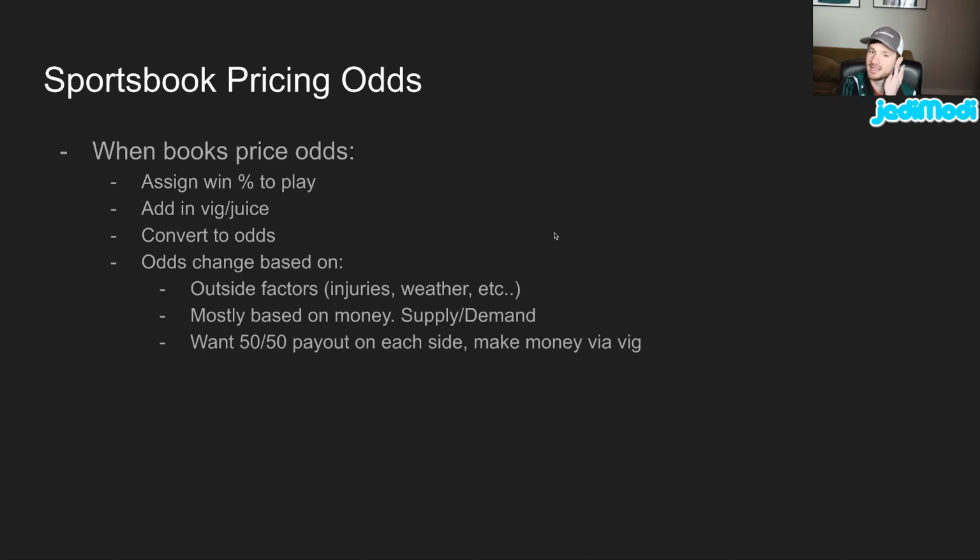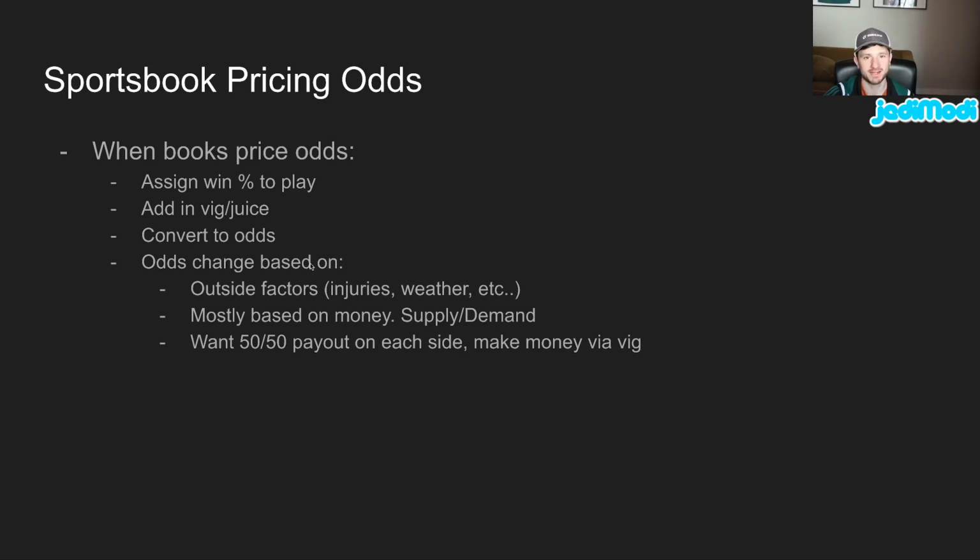Now, the last thing I'm going to talk about here is the concept of sportsbooks pricing odds. Essentially, when sportsbooks price odds, what they're doing is they're assigning a win percentage to each side. They're just saying, all right, we think this team has this X% chance of winning or covering, or this total has this % chance of going over or under, or whatever it may be. But they're just assigning a win percentage. They're adding in whatever VIG or juice that they want to charge to the market, and then they convert that to odds. But for you sports bettors that have been sports betting for a decent amount of time, you know that odds can change. Odds can change very rapidly.